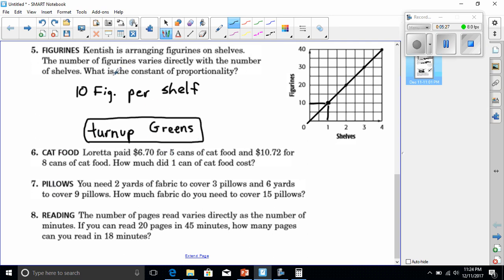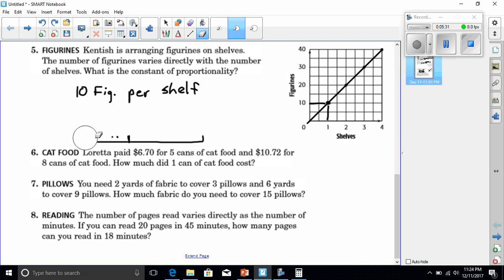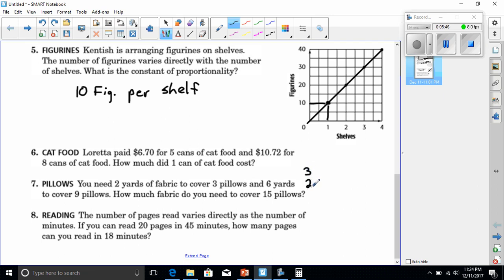Let's go to number 7 now, and I'm going to erase our turnip greens so anybody that's fast forwarding through this will not be able to know what the answer is. Number 7 says pillows. You need 2 yards of fabric to cover 3 pillows. Well, that's 3 pillows for every 2 yards. And if we go here, it also says 6 yards to cover 9 pillows. Well, that's 9 over 6.